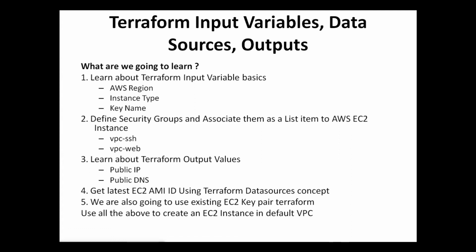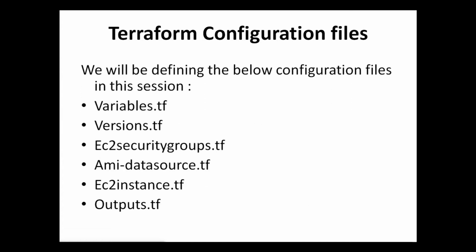Here we are going to define input variables in variables.tf. So what all configuration files are we going to have in here? We will be defining the configuration files like variables.tf, versions.tf, EC2 security groups, AMI data source, EC2 instance, and then outputs.tf. Before that, let's understand what these variables in Terraform are.